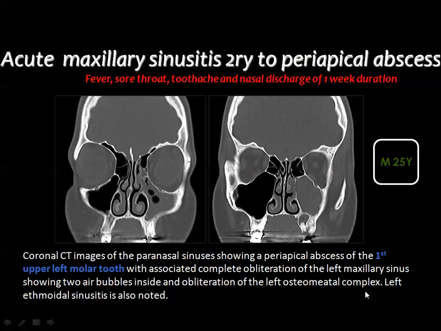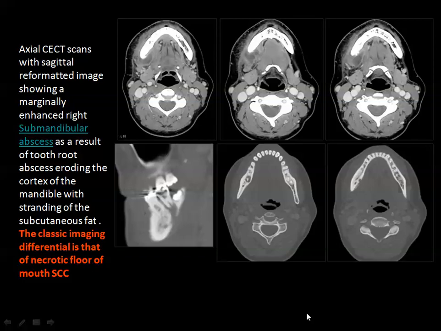And this is an example of a periapical abscess, and this abscess is intimately related to the inferior wall of the maxillary sinus, and the maxillary sinus is almost totally obliterated, denoting the presence of acute sinusitis, which is, in this case, the complication of this periapical abscess.